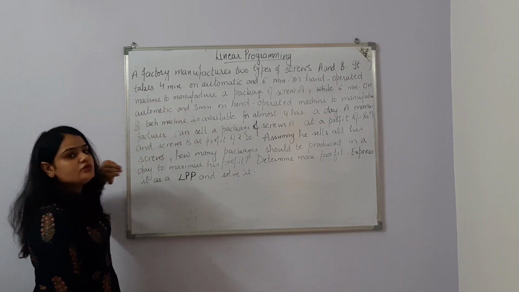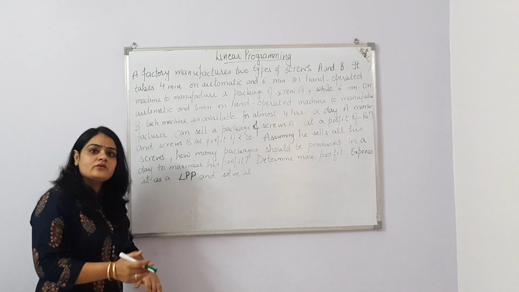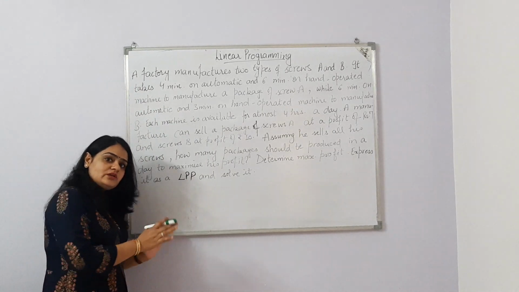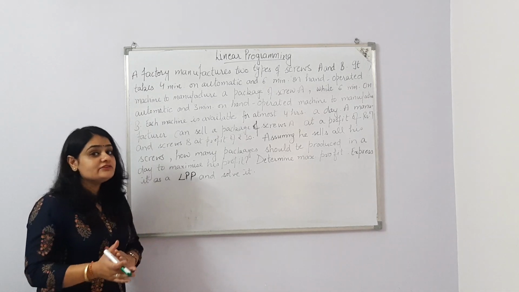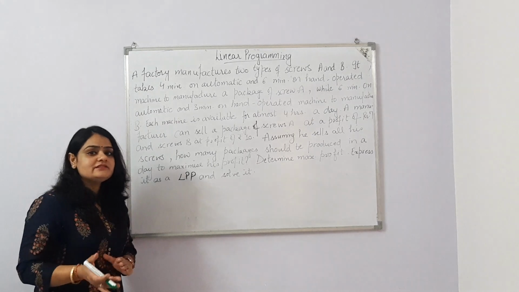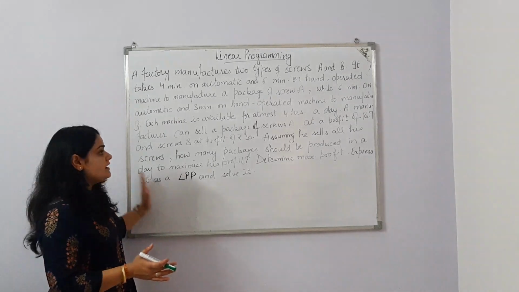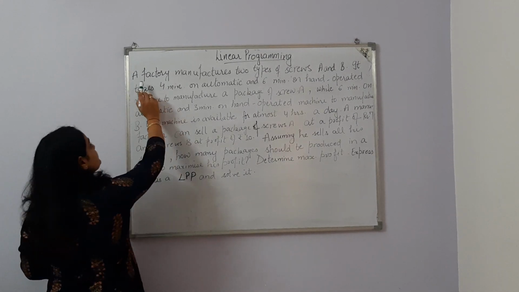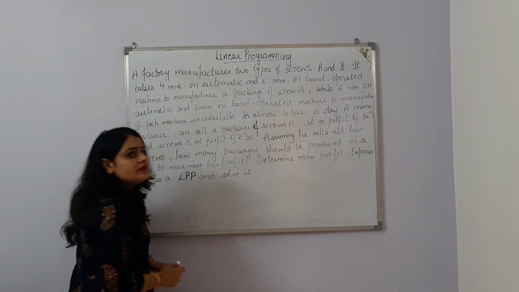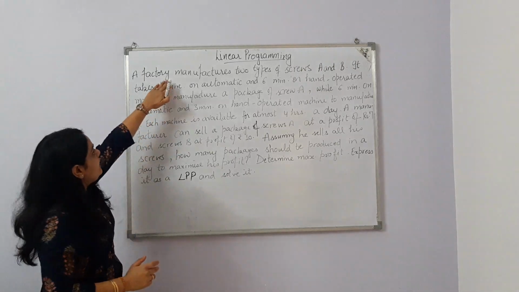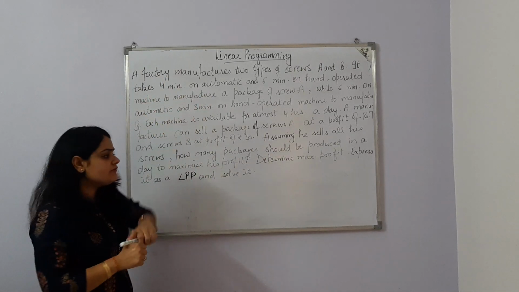Let's do one question, then you can recognize how to proceed. In today's lecture we need to find the constraints as well as the function z. The function z we need to find here. The question says a factory manufactures two types of screws, A and B.